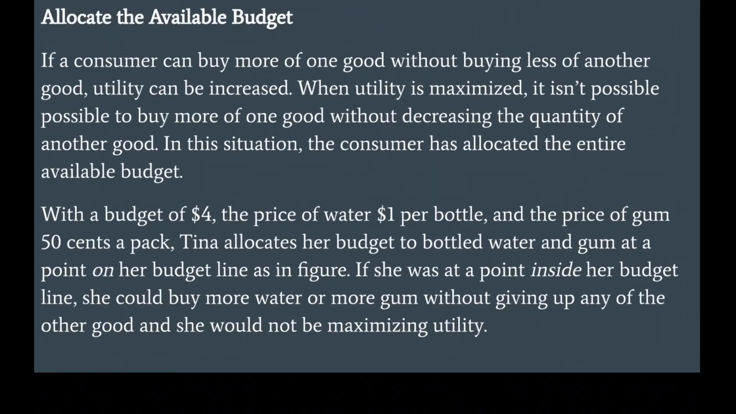Allocate the available budget. If a consumer can buy more of one good without buying less of another good, utility can be increased. When utility is maximized, it isn't possible to buy more of one good without decreasing the quantity of another good. In this situation, the consumer has allocated the entire available budget. With a budget of $4, the price of water is $1 per bottle and the price of gum 50 cents a pack. Tina allocates her budget to bottled water and gum at a point on her budget line as in the figure. If she was at a point inside her budget line, she could buy more water or more gum without giving up any of the other good, and she would not be maximizing utility.